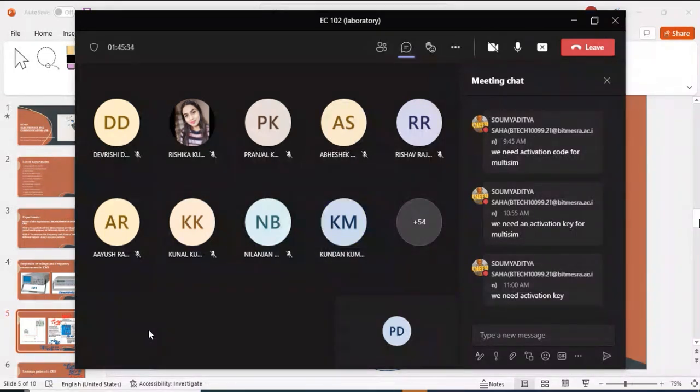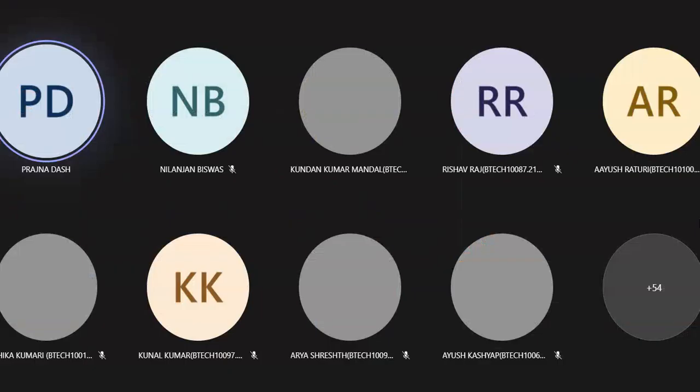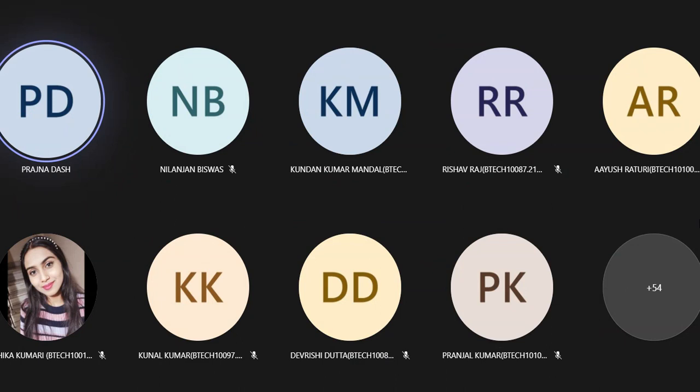If you require anything else regarding your Multisim operation, you can ask Raghavendra sir. Otherwise, be ready with your software and all the theory that we have discussed today. So in the next lab you have to do the experiment.